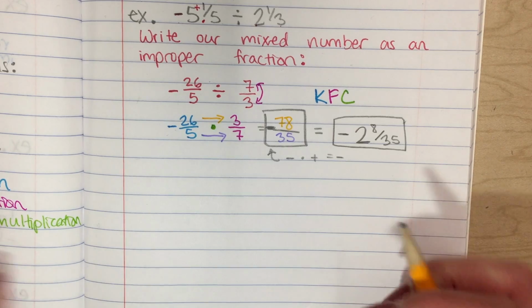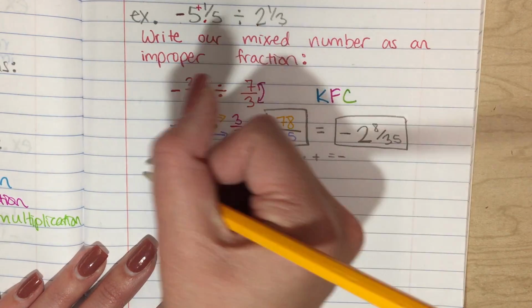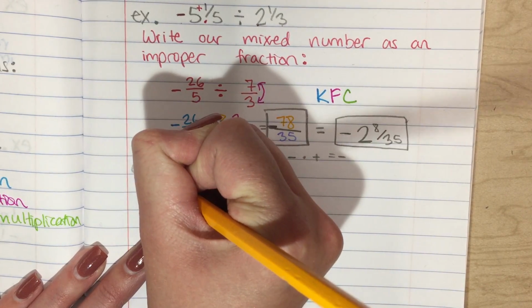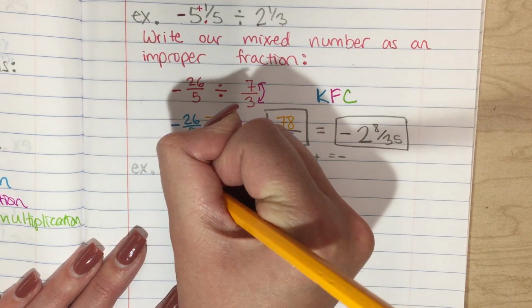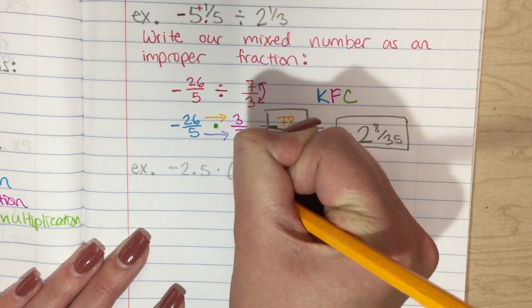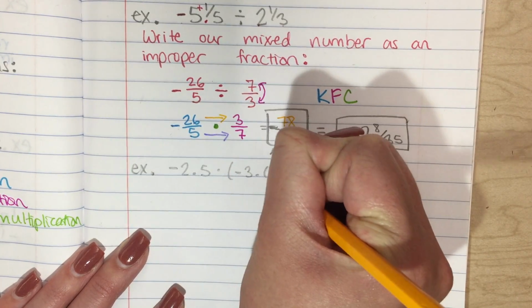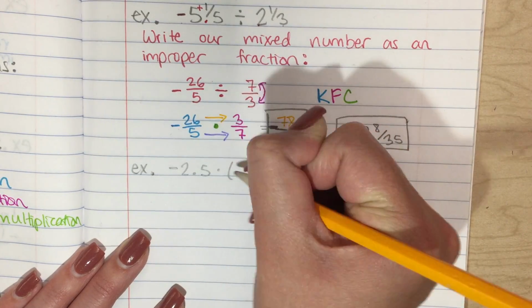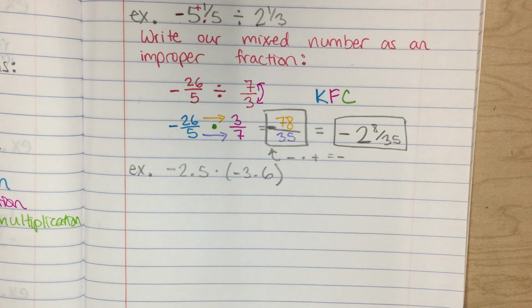Let's move on to a new example. Let's do decimals. Let's take negative 2.5 times negative 3.6. All right, decimals is a little different. You're welcome to do this by hand. You are welcome to use a calculator on this. I just need you to pay attention to the signs.